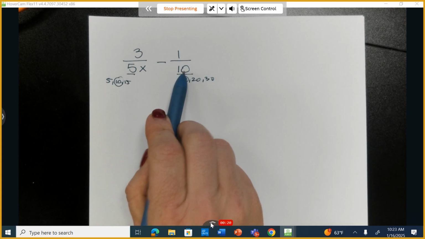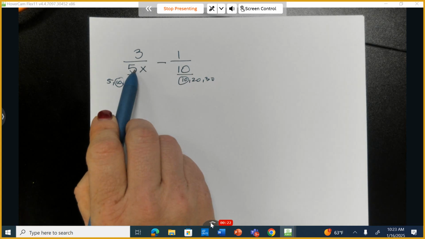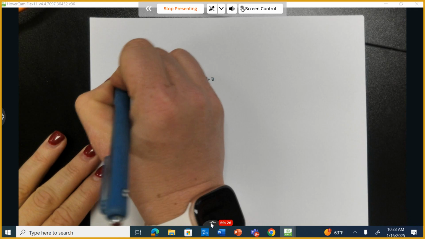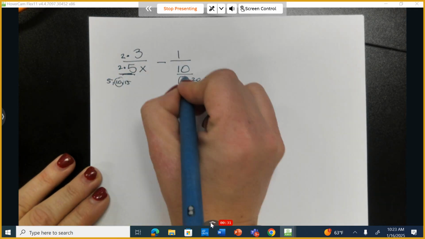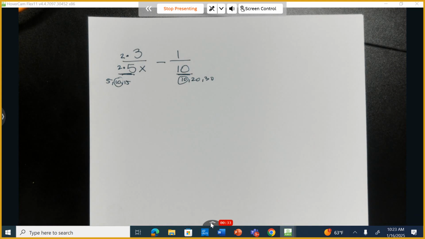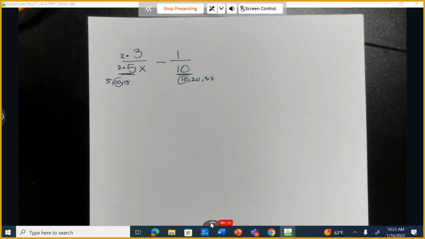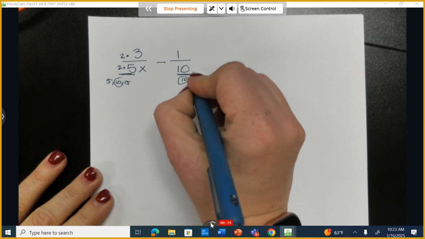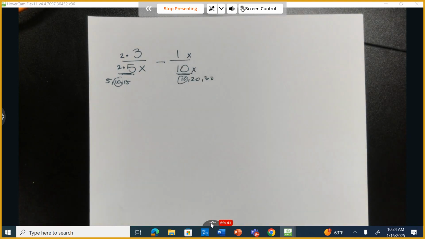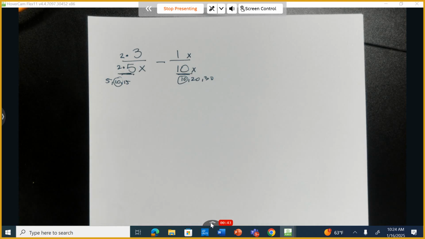The 10's already there. Now, how do I make a 5 into a 10 by multiplying? So I'm going to go times 2 on the bottom and times 2 on top. Now we both have 10 and 10. We're good to go. The next thing is we're only looking at the bottoms, the denominators. This has an x, this has no x. So I'm going to go times x and times x. Whatever I multiply in the bottom, I must multiply in top.